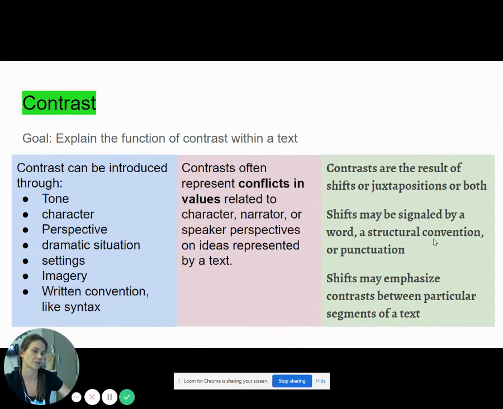A structural convention, so perhaps a colon could introduce a contrasting idea, or other punctuation, or it could be just a new paragraph, new stanza, whatever. And shifts may also emphasize contrast between particular segments of a text. So just a few things to keep in mind as we jump into the rest of the lesson here.